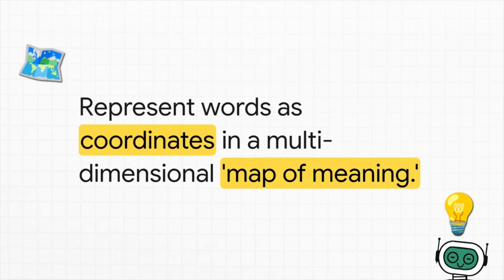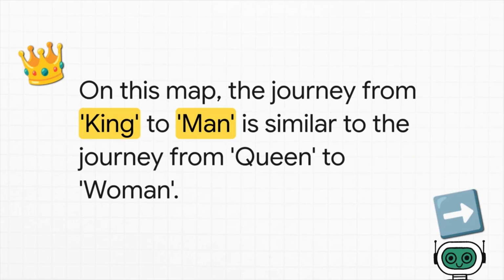Think of it just like a geographical map, but instead of plotting cities, we're plotting words. The crucial part is that the distance between any two words on this map tells you how similar they are in meaning. What's really powerful about this map is that you can do math with these coordinates. For example, the direction and distance to get from the word king to man is almost identical to the path from queen to woman. This map doesn't just store similarity, it actually captures relationships.